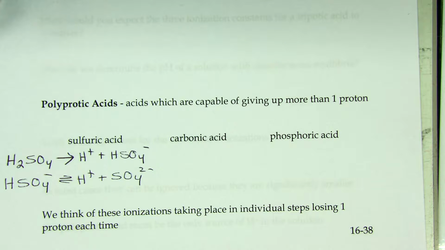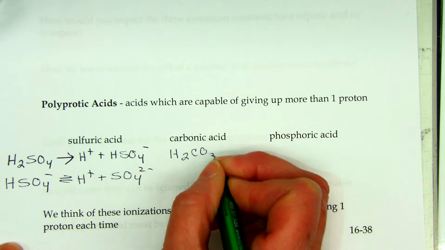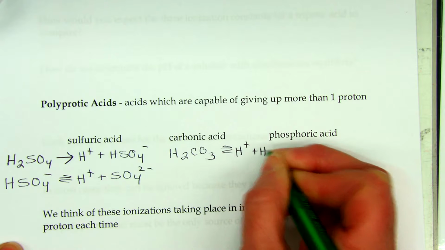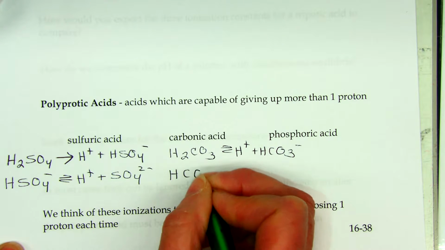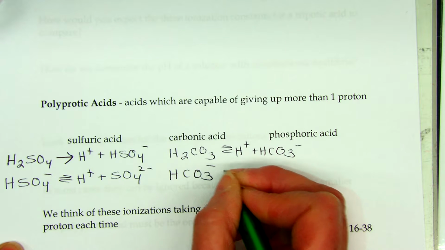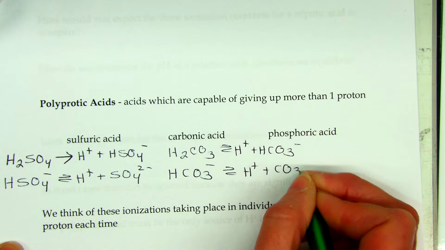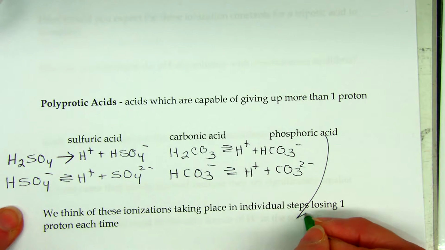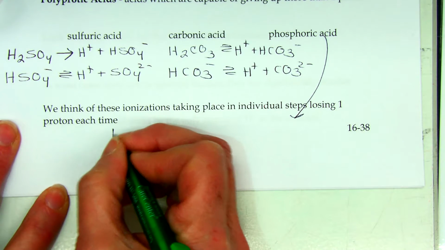Okay, let's look at carbonic acid. Carbonic acid is diprotic. We get a hydrogen ion plus a hydrogen carbonate ion. Then our hydrogen carbonate ion can do the same thing, and it can give up a proton to give us another proton plus the carbonate ion.